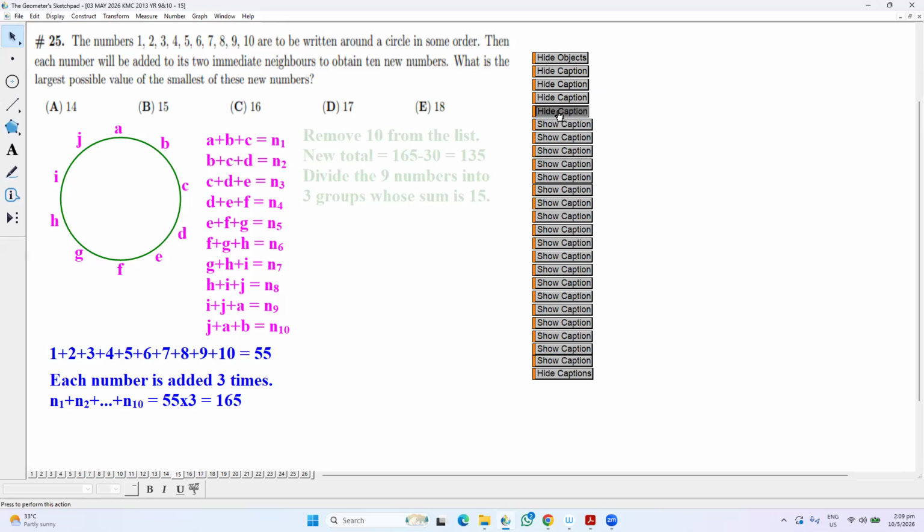We remove 10. We use 1 to 9 only. Then the new total, 10 is not used 3 times, so minus 30, 135. Then the 9 numbers, 3 groups. For one group is 15. 3 times 15, 45. 1 add to 9 is 45 because 10 is removed.